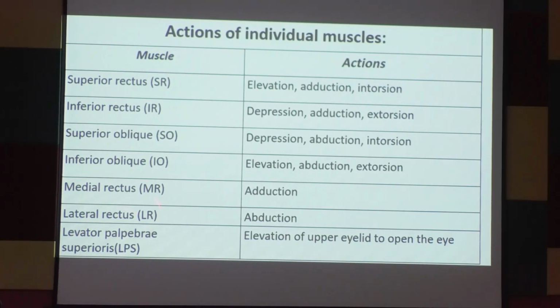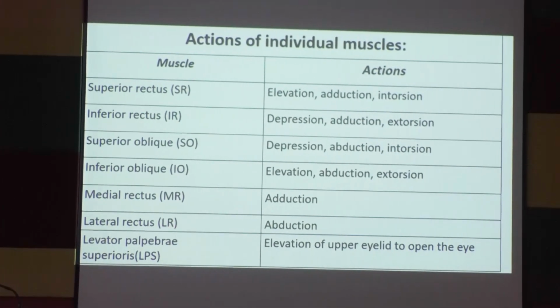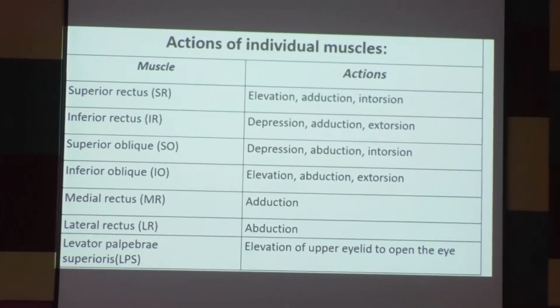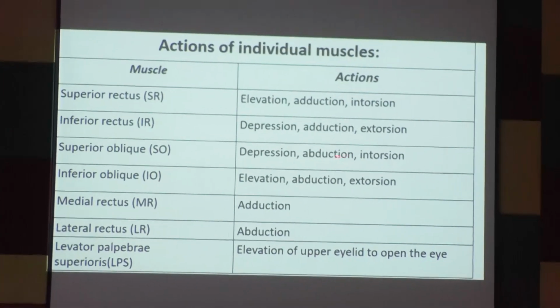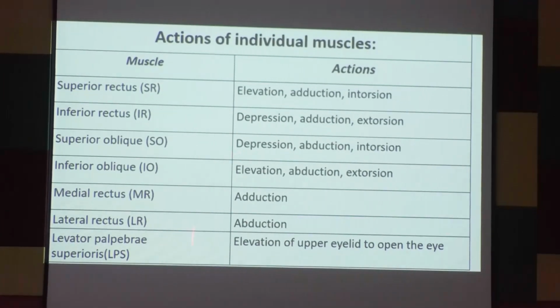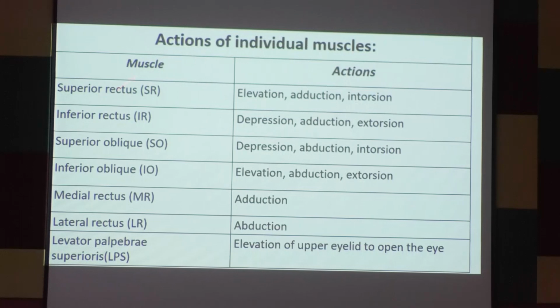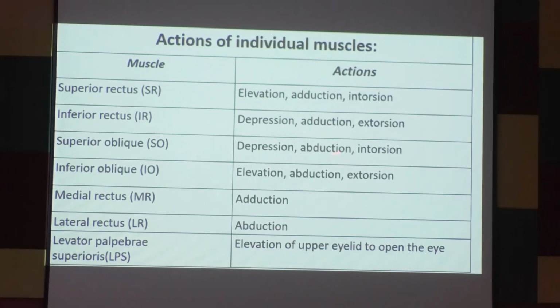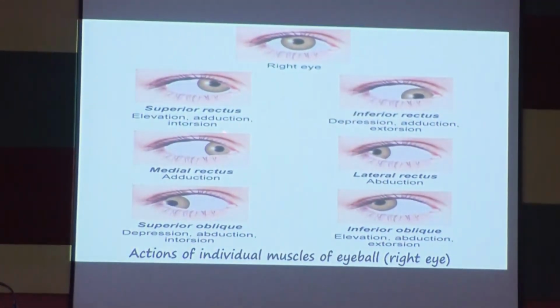And you can see here, medial rectus's sole function is adduction, and lateral rectus will pull laterally, causing abduction. You can see here two oblique muscles are causing abduction, and superior and inferior rectus muscles are causing adduction. Now this levator palpebrae superioris is causing elevation of the upper eyelid to open the eye. See, this is the normal position of the eye. Superior rectus is causing this position.